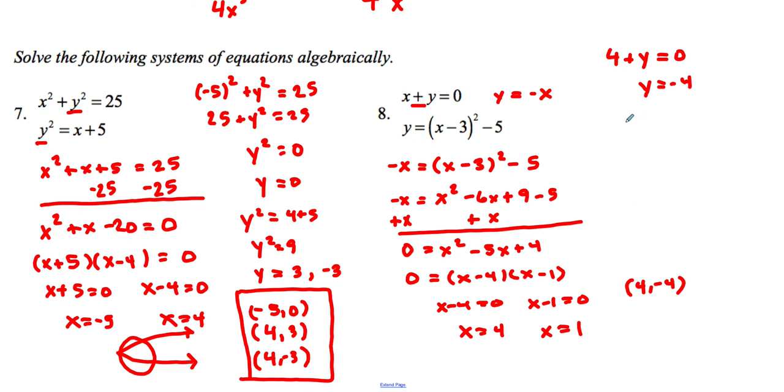And then we plug in 1 there. We've got 1 plus y equals 0. Subtract our 1 from each side. We get y equals -1. So our other answer would be 1, -1.